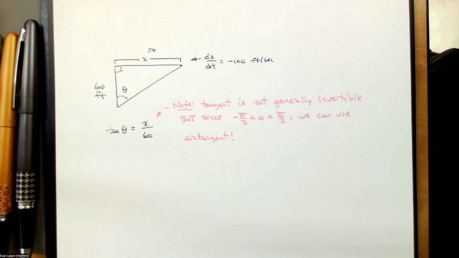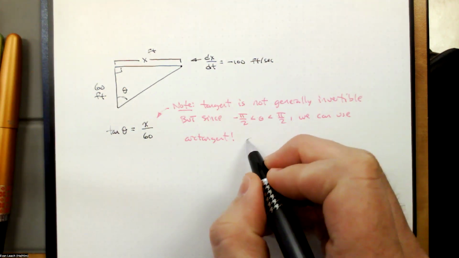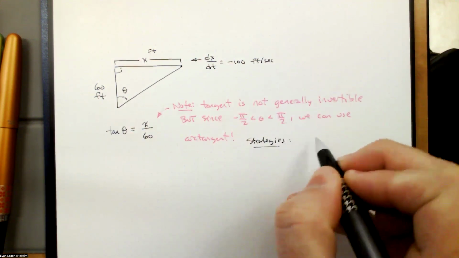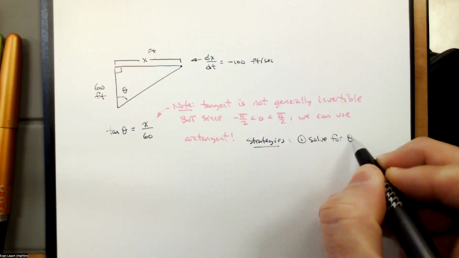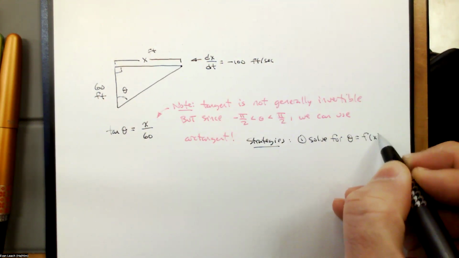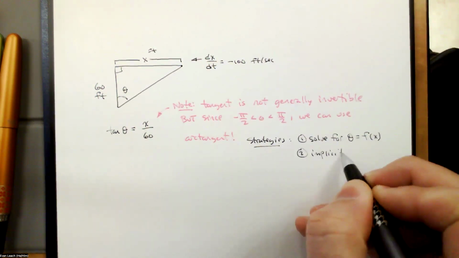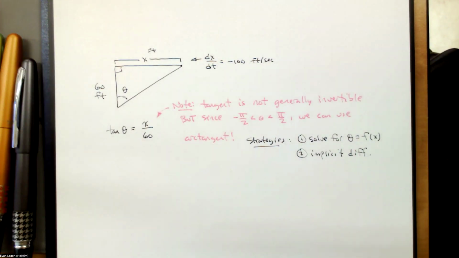So we have both of our strategies. We could solve for theta as a function of x, or we could just do implicit differentiation. We still have our two strategies available to us.